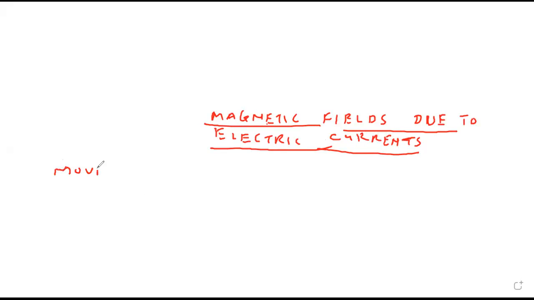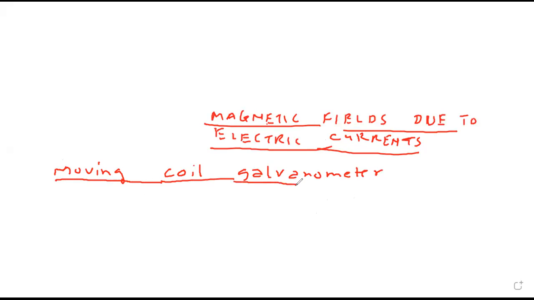Moving coil galvanometers. So galvanometers are devices which will not record but sense the flow of current or voltage. So a moving coil galvanometer is a device which detects the presence of current flowing. How much current is flowing, it cannot measure; we have to modify it.